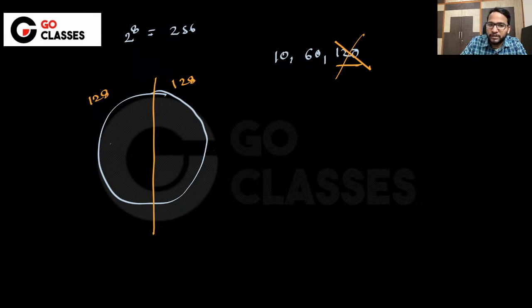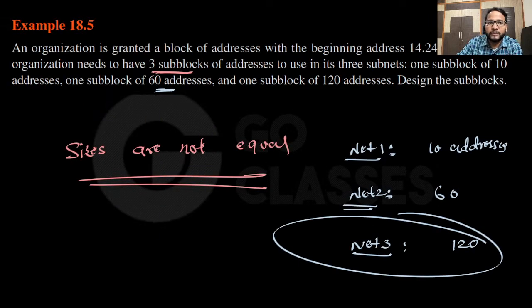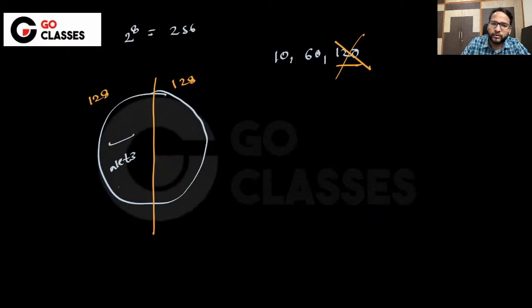So you are done with this, and let me call it network 3. I think there was a network 3, yes. It is just a name, so don't worry about it. Now I am left with this chunk, and I have these two requirements.